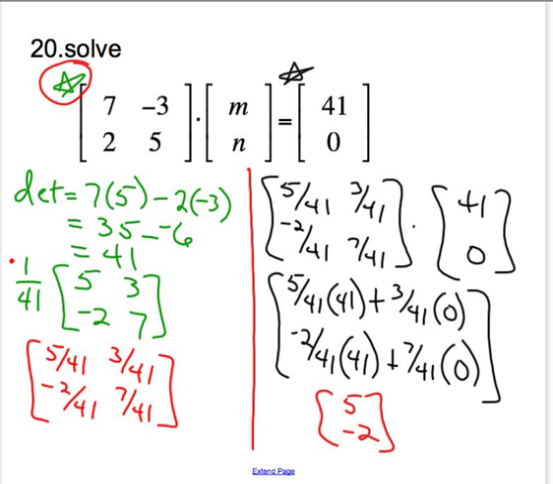Well, what does that mean as far as my answers go? I look at my variable matrix. M is in row 1, column 1. That means that's 5.